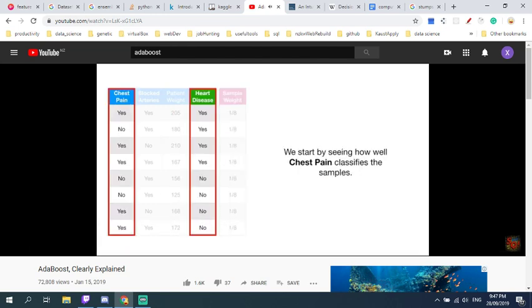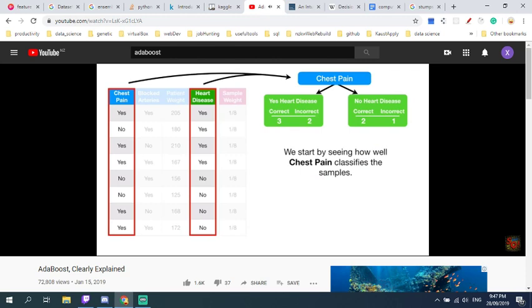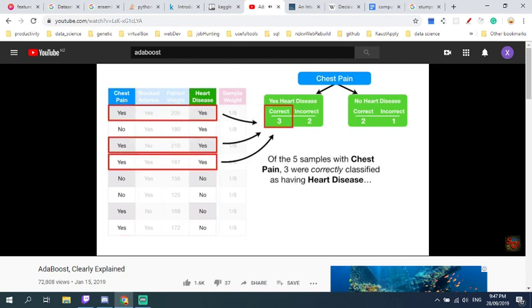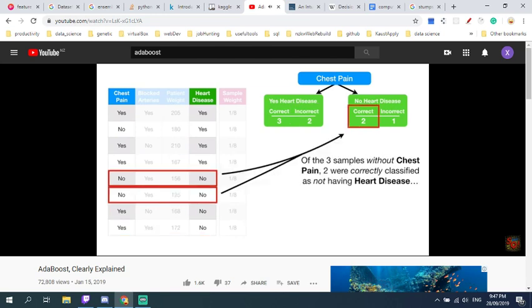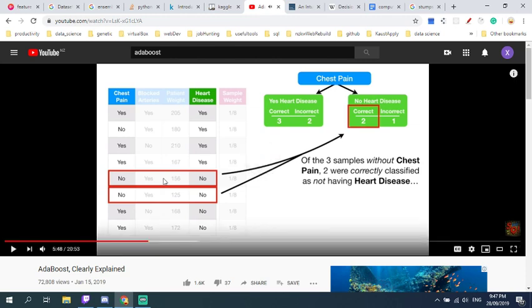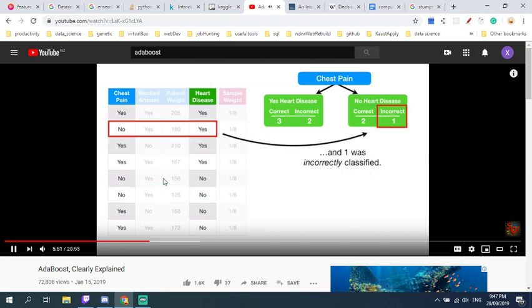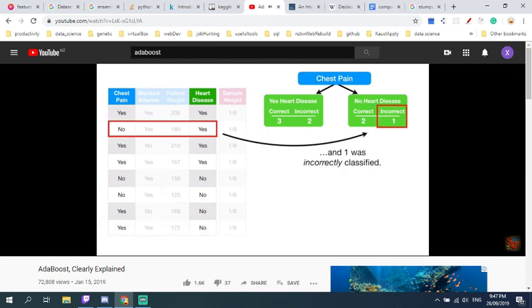We start by seeing how well chest pain classifies the samples. Of the 5 samples with chest pain, 3 were correctly classified as having heart disease, and 2 were incorrectly classified. Of the 3 samples without chest pain, 2 were correctly classified as not having heart disease, and 1 was incorrectly classified.